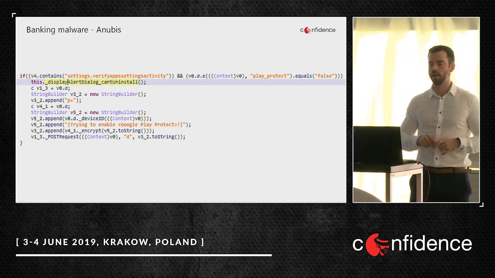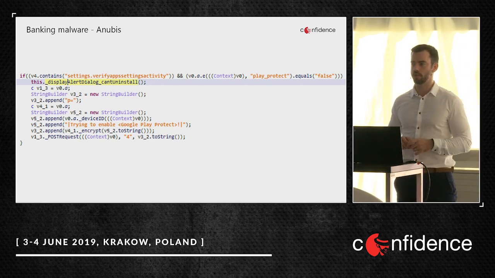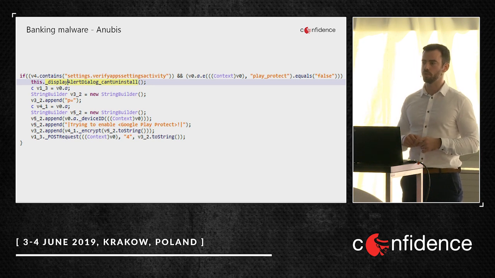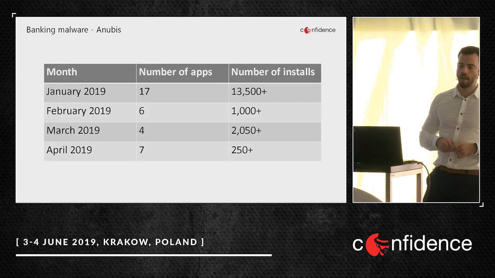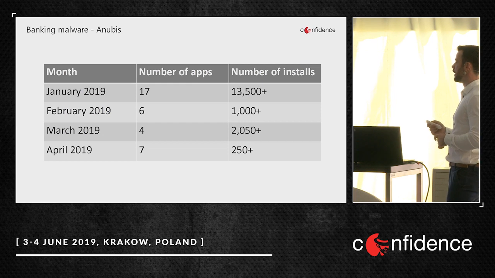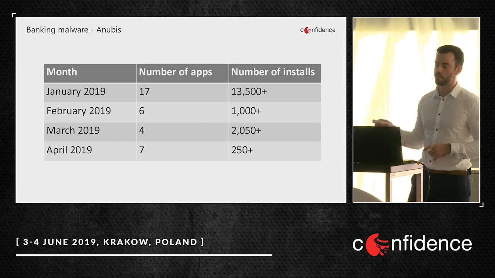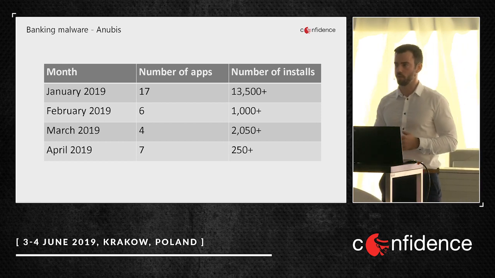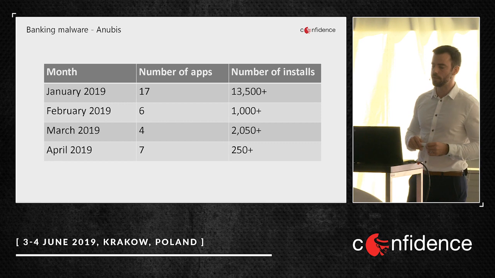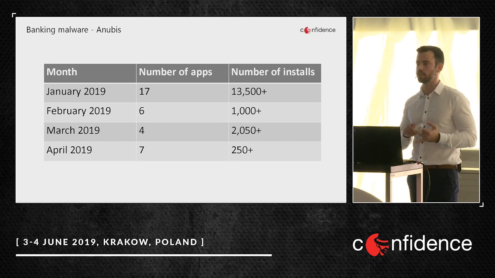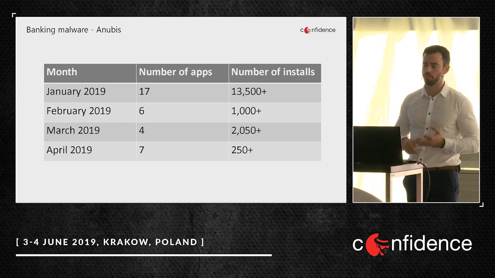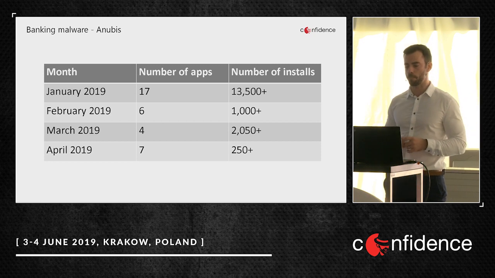For this year, I've been gathering information on Anubis that was available on Play Store, and I found 17 Anubises on Play Store with over 13,000 installs only in January. These numbers are not from Google, not from Android, but from articles, blog posts, and tweets from the InfoSec community.